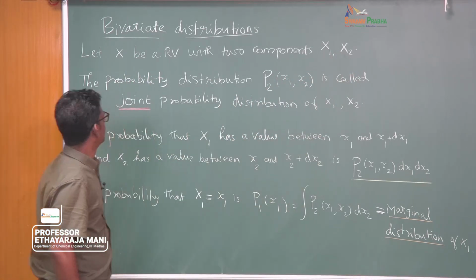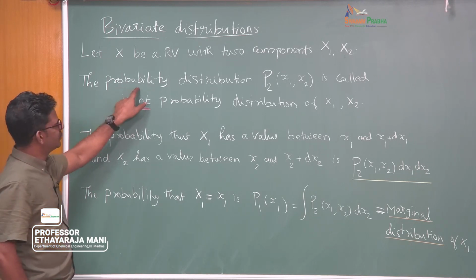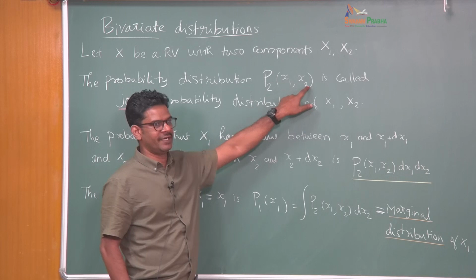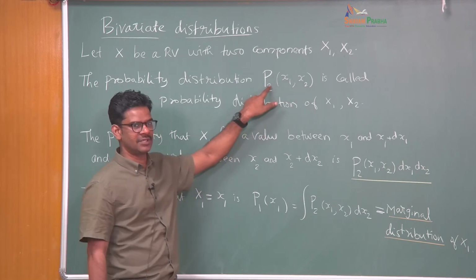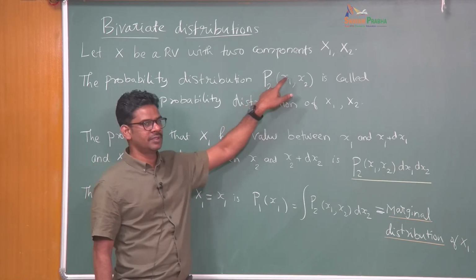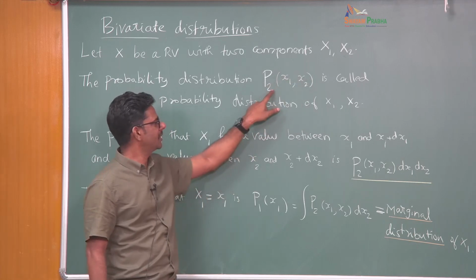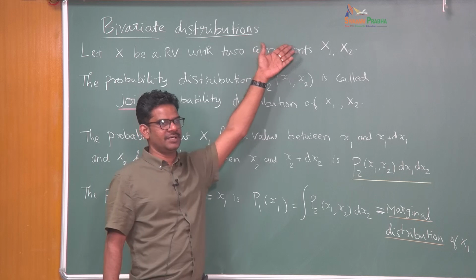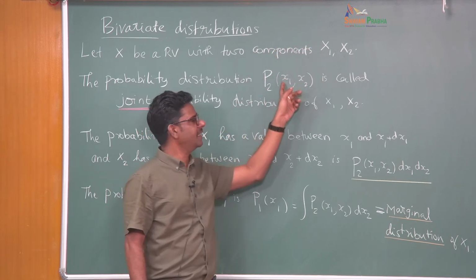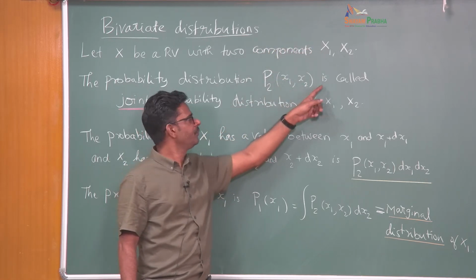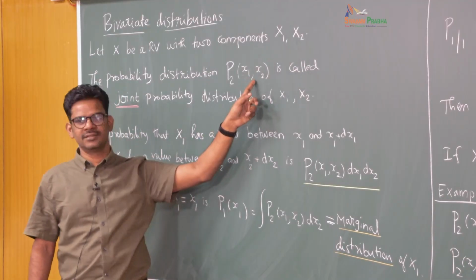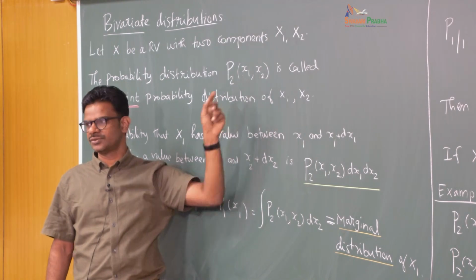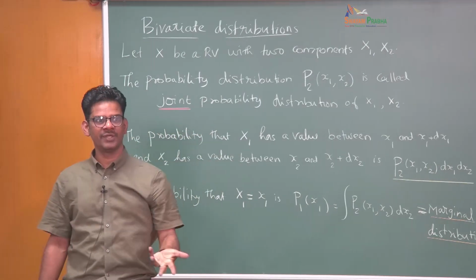Then we say the probability distribution P2(x1, x2). This 2 means there are two variables inside. This suffix will always mean how many arguments there are. Small x1 and small x2 are the realizations of the random variables. X1 can take the numerical value small x1, and X2 can take the value small x2. So we use small letters to denote the numerical values the random variable can take.